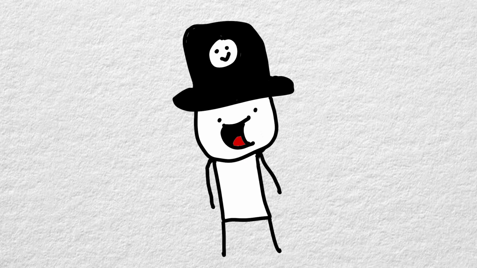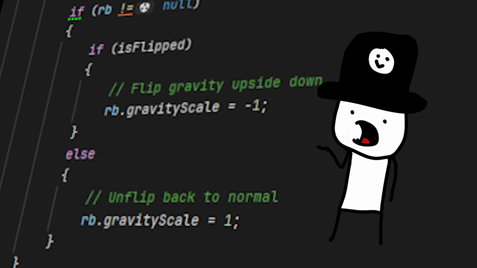I don't think that's supposed to happen. After some debugging, I finally got it to work. How it works is that when you press X or V, the gravity scale on the rigid body gets flipped.